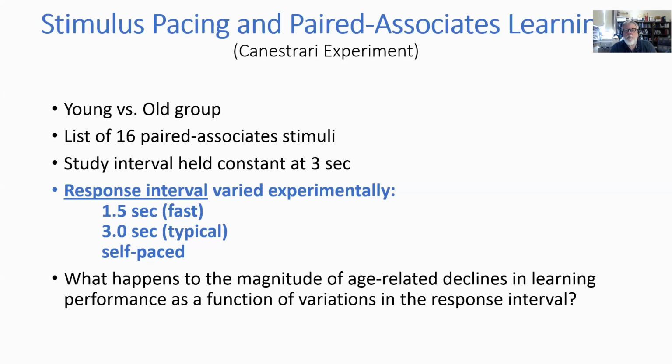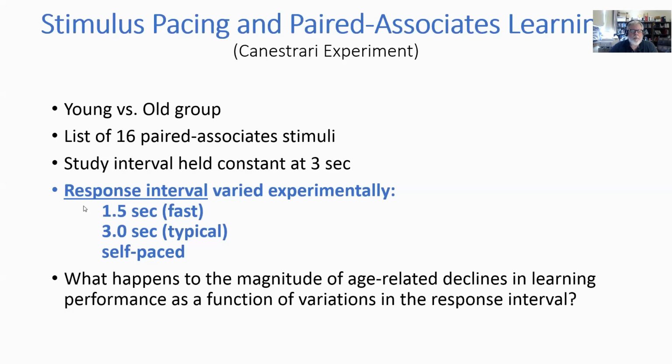So let's see what Canestrari did in his classic experiment to look at pacing effects. He had 2 groups, young and old groups. These were healthy individuals. He had 16 paired associate stimulus pairs, and he held the study interval constant at 3 seconds. So when the 2 words were showing up on the screen simultaneously, so you could reestablish or strengthen the association, that always lasted 3 seconds.